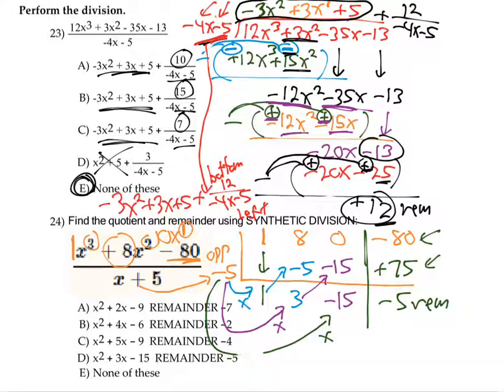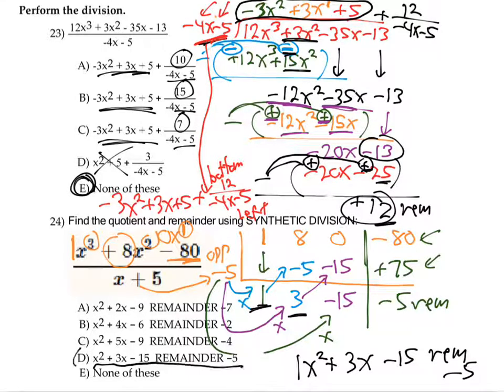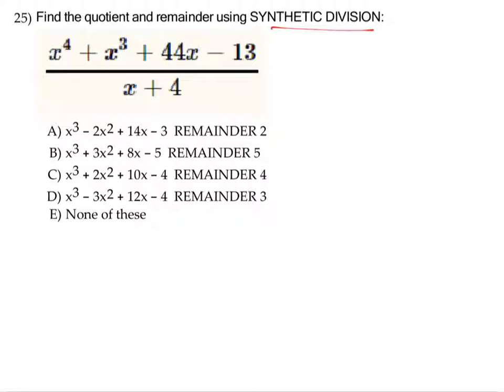Are the other terms correct? Remember how it works. It's minus 15, and then this would be 3x, and this would be 1x squared, remainder minus 5. X squared plus 3x minus 15, remainder minus 5. There it is, D. All right, one more, number 25. Find the quotient and remainder using synthetic division. So one more time on synthetic.